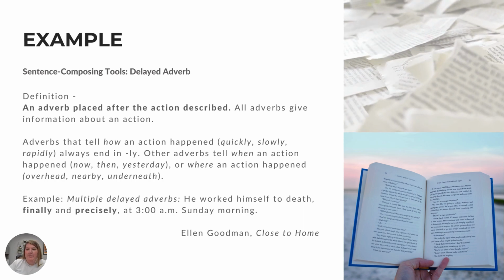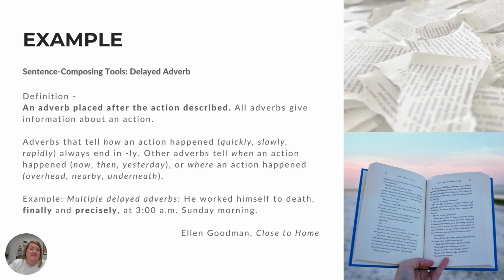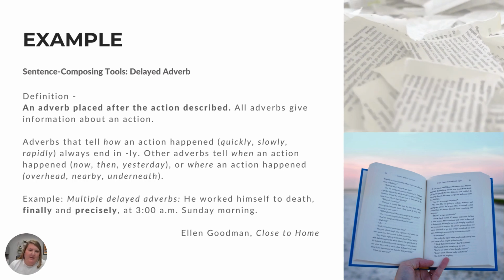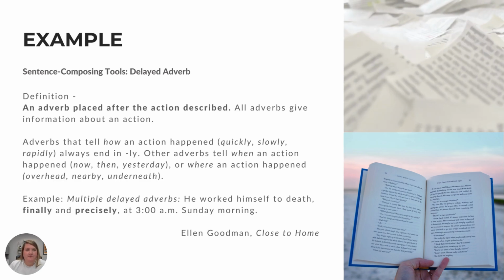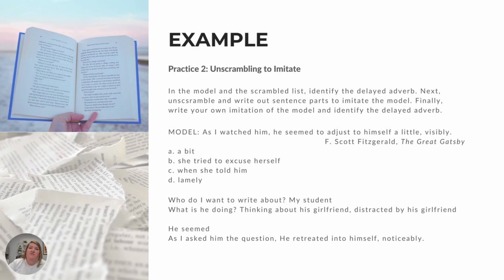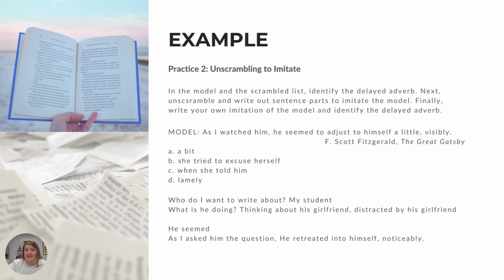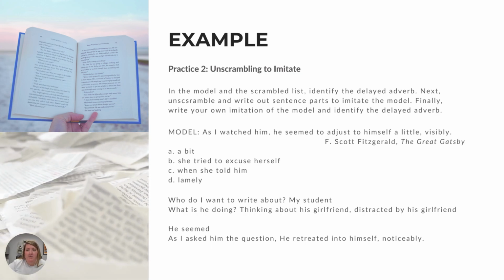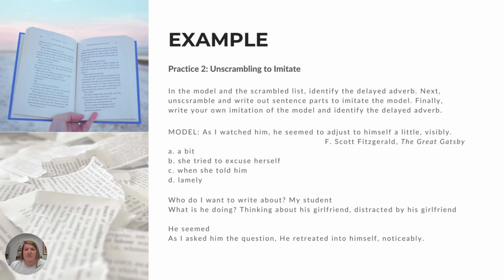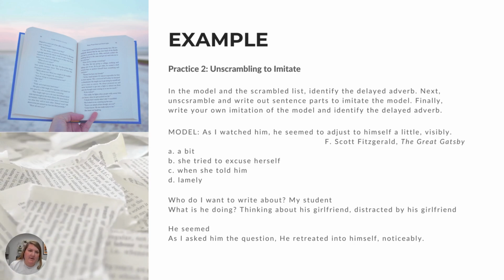I'm only sharing one example here, the multiple delayed adverbs example. He worked himself to death, finally and precisely, at 3 a.m. Sunday morning. That's from Ellen Goodman's Close to Home. Grammar for High School offers various practice options, but I will share just one, the unscrambling to imitate practice. Here, the tool offers a model and a sample we're charged with unscrambling. Then students are prompted to write their own sentences.